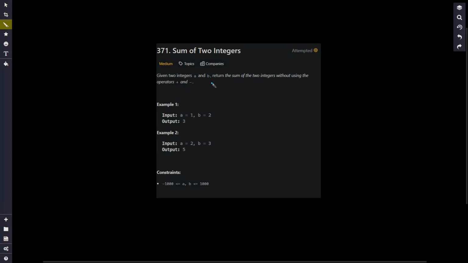This is Leetcode, sum of the two integers. We are given two integers. We need to return the sum of the two without using the plus or minus sign.